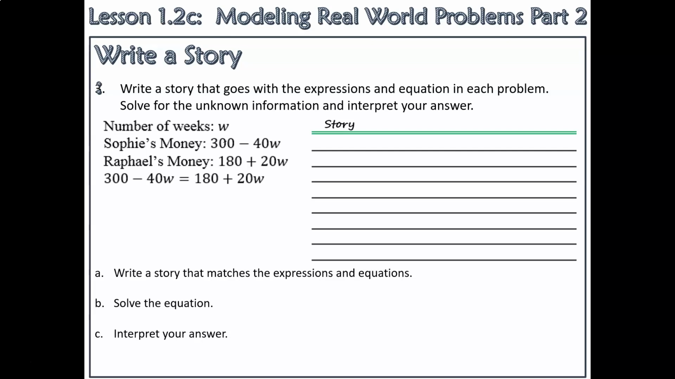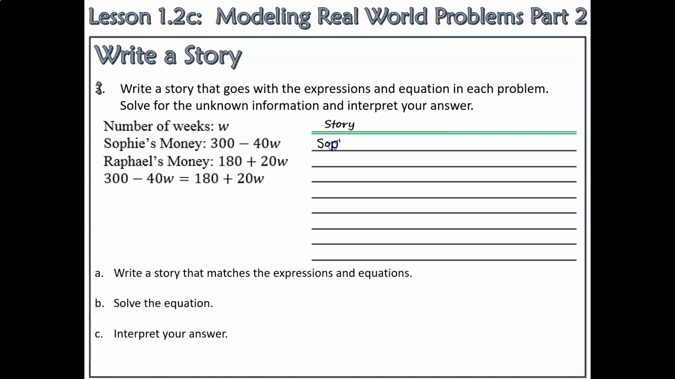Okay, so this gives you the number of weeks, W, Sophie's money, 300 minus 40W, and Raphael's money, 180 plus 20W. So the equation is 300 minus 40W equals 180 plus 20W. So let's write our story. So Sophie starts with $300.